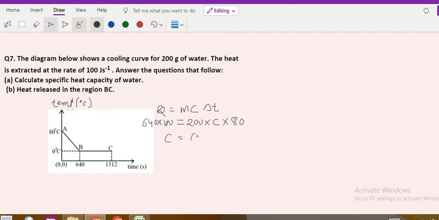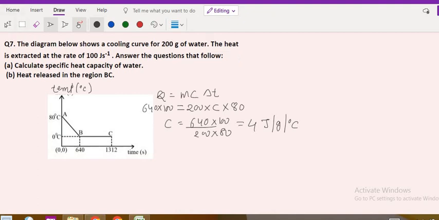So you can find the value of C from here. My C would be equal to 640 into 100 divided by 200 multiplied by 80. Okay, so you do this. Your answer would be simply equal to 4. It would be 4 joule per gram per degree Celsius, right? This is the answer of part A, that is the specific heat capacity of the water.